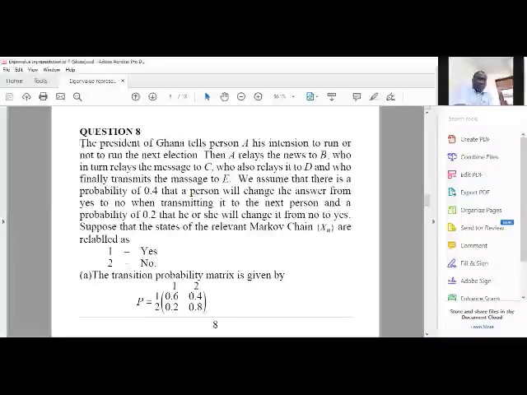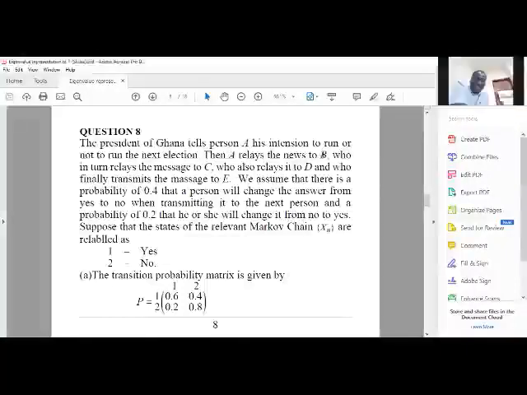Okay, so it reads: the president of Ghana tells person A his intention to run or not to run in the next election. He tells person A, let's say Jeffrey. I don't know what he told you, but I know he told you either he will run or not run in the next election. Are you getting me? Okay.